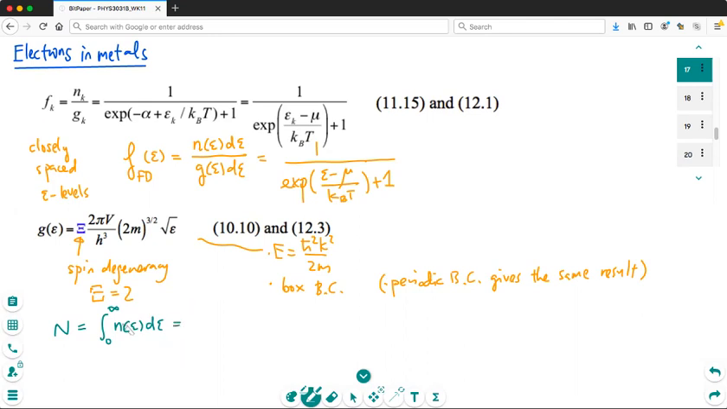Okay, and this is the same as you see. I want this n(ε), right? So n of epsilon, D of epsilon. This is the product of Fermi-Dirac times this. Okay, so this comes from here. And that's it, and you plug in this form.